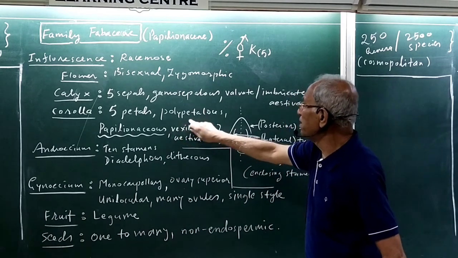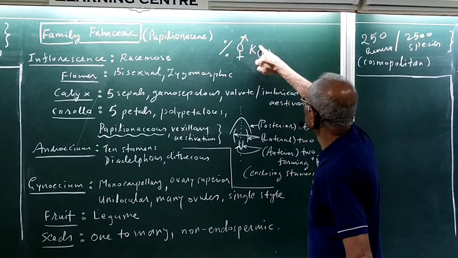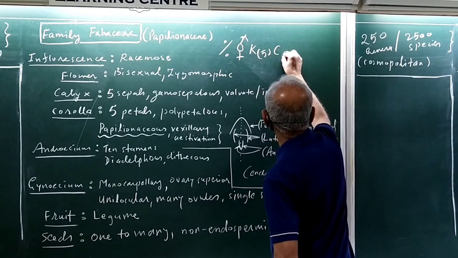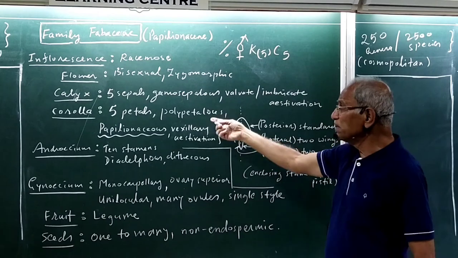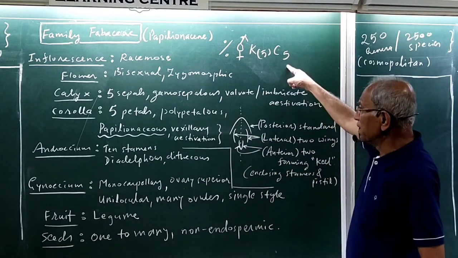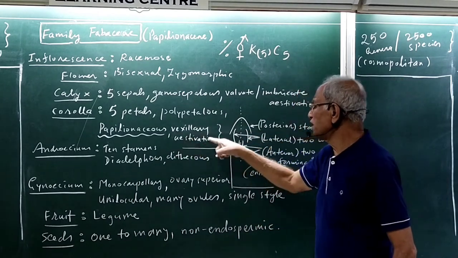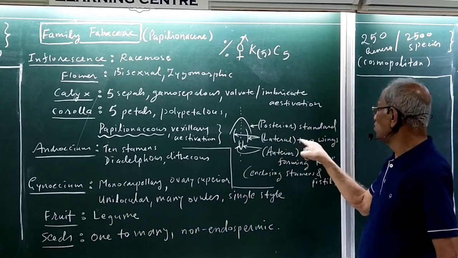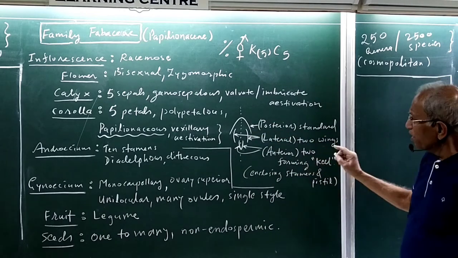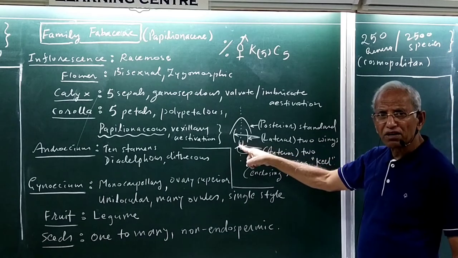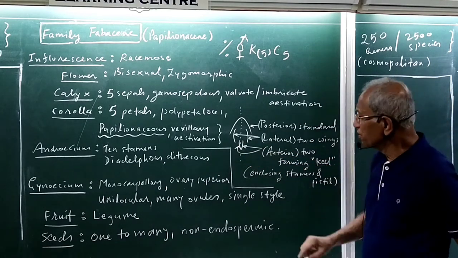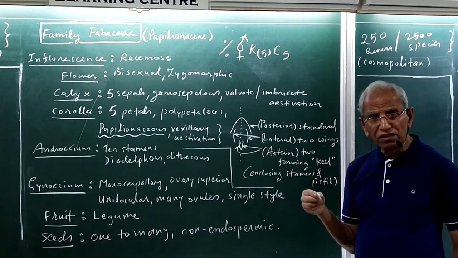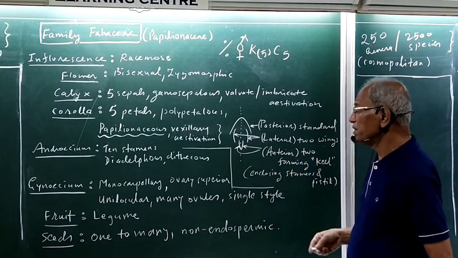For the corolla, it is five petals. Oh my God, I'm sorry. For the corolla, I'll write five petals and three. But sometimes they may be partially united. Polypetalous, papilionaceous, that means vexillary situation, which I already explained. There is a posterior standard and two lateral wings and a keel. We will try to show this in the demonstration: in this small boat-shaped structure, there are the 10 stamens and a single carpel.